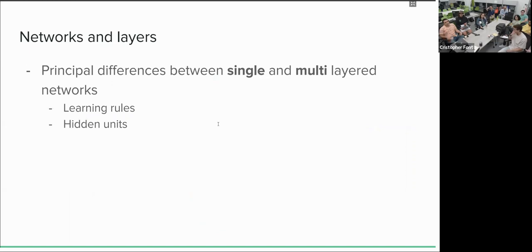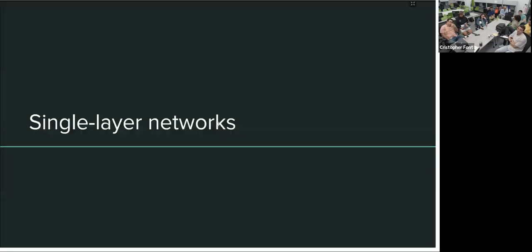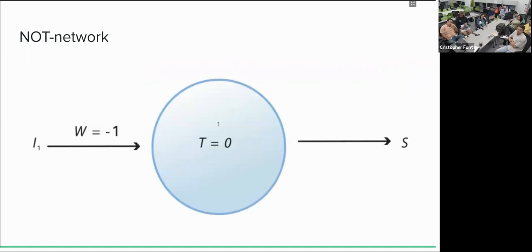So we mentioned that the learning rules are going to be different for single and multilayered networks. And we mentioned that multilayered networks are going to have hidden units that we don't understand right now, but we'll understand later. So getting on to single layer networks. This is a neural network that represents the not function that is only going to take as an input zeros and ones. If there's an input that isn't a zero or one, it's going to totally ignore it.